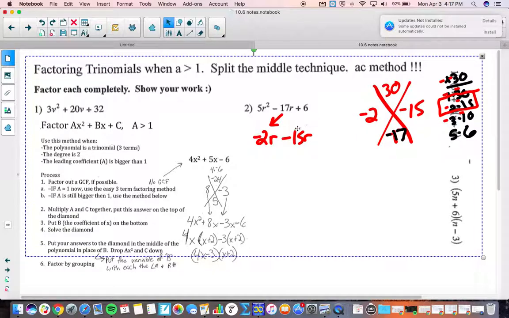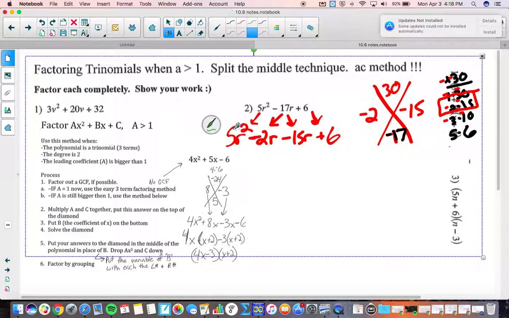So that goes in place of our middle term, our negative 17r. And those do combine to negative 17r. So it's equivalent. I'm not ripping this polynomial off at all. This negative 2r becomes like a minus sign. So we drop down our first term, we drop down our last term. So now what I've written down here in red is equivalent to this. Exact same values. But now we can look at factor by grouping because we have 4 terms.